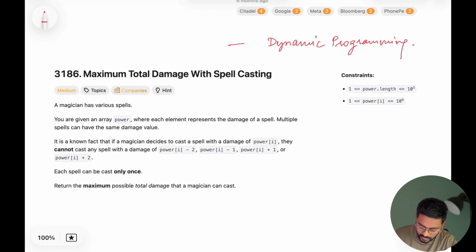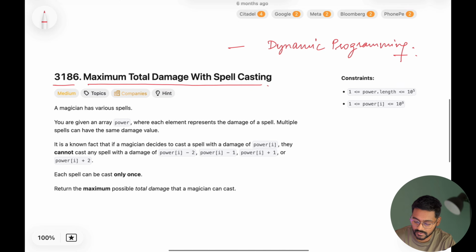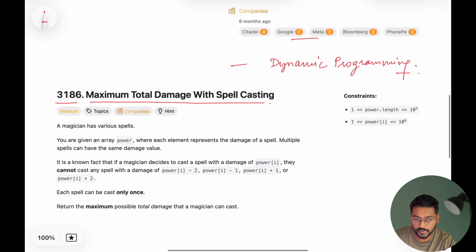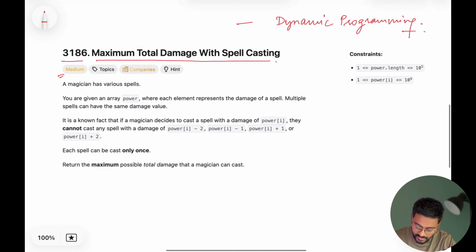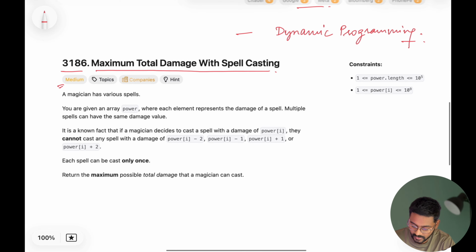Today we are solving LeetCode problem ID 3186, Maximum Total Damage With Spell Casting. This problem is based on dynamic programming and has been asked in many companies including Google and Meta. Marked as medium, but it is another typical dynamic programming question where we just have to identify the problem, subproblem, and overlapping subproblems, and then optimize the space. Let's have a look at the problem statement.